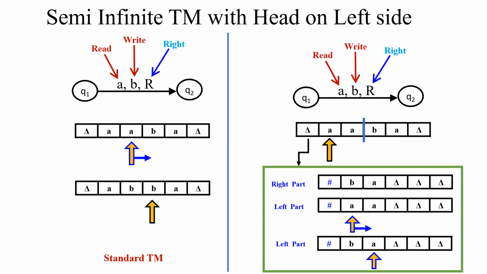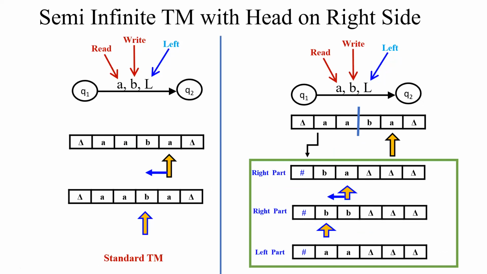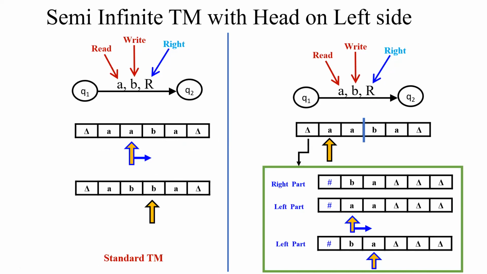Now what will happen is that since the head was on the left part, it will replace this in a way that it will read from the left part, right to left part, and move one step right. Please see that in this case, there is no movement on the right part. In the previous case, there was no movement in the left part. So this is the second variant of Turing machine, that is, semi-infinite Turing machine.